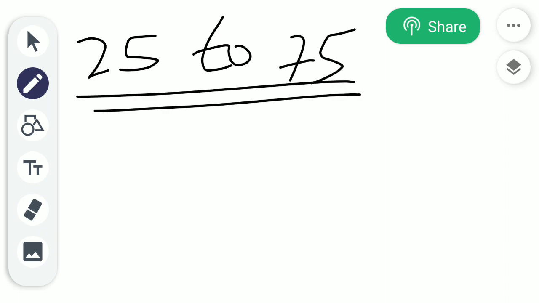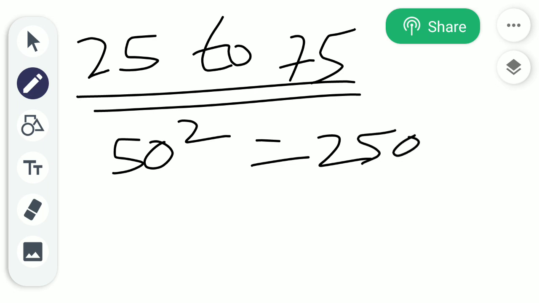Okay, let's start. As we can see, these numbers are closer to 50, and the square of 50 is 2500. So while calculating the squares of numbers which are closer to 50, we will take 25 as base.